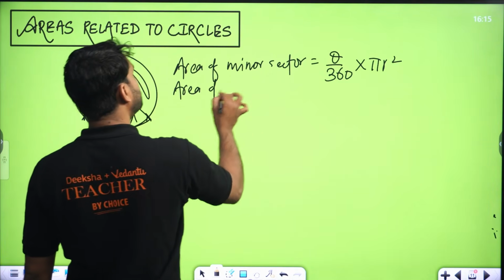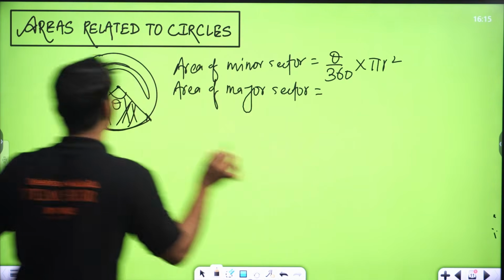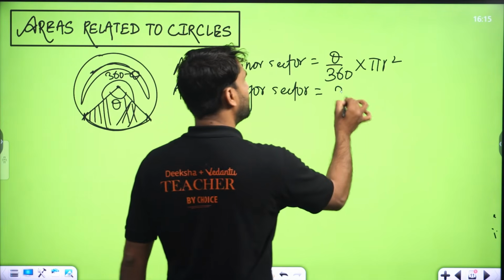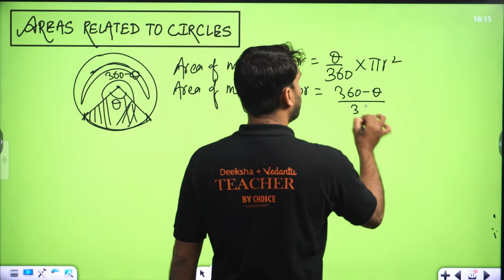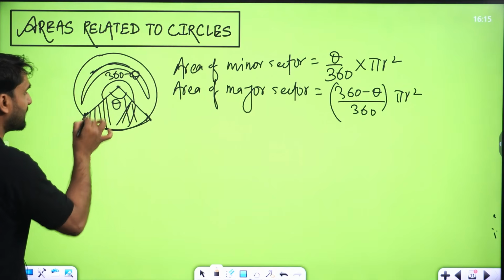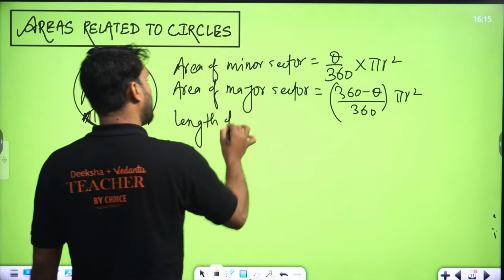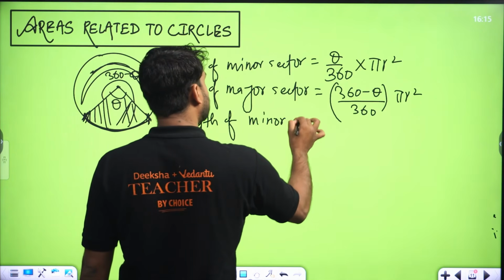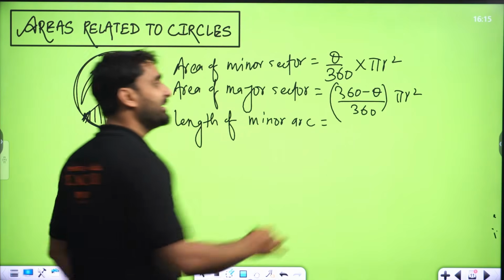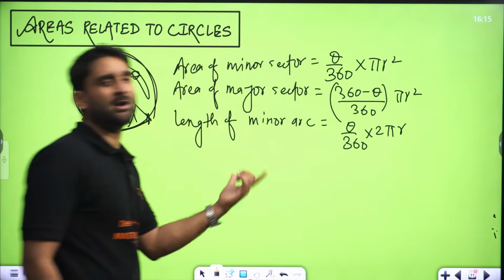And the area of the major sector will be what, my dear? This will be the area of the major sector, this angle. So this is 360 minus theta, right? So we can write here 360 minus theta by 360 into pi r square. Similarly, to find the length of the arc, this is the minor arc, because that arc is a smaller one, and one more arc is there, this is also an arc. So the length of the minor arc will be theta by 360 into 2 pi r. And similarly we can find the length of the major arc.